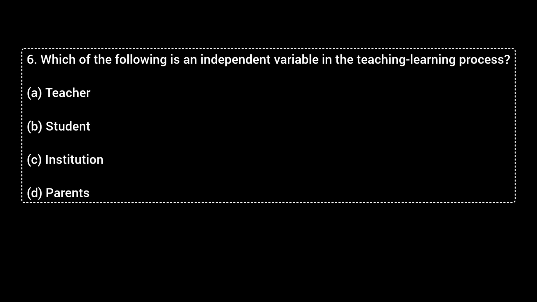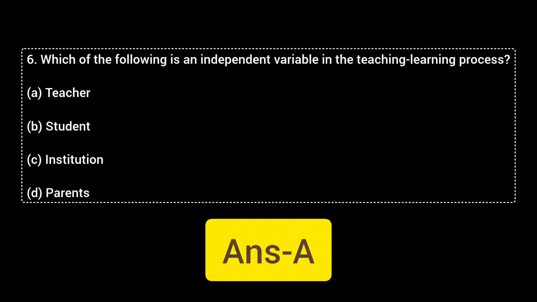Now, the options here are A, teacher, B, student, C, institution, D, parents. By seeing all these options, we can figure out that the teacher is an independent variable in the teaching learning process. A student is dependent on the teacher. Even an institution without a teacher is not going to facilitate the teaching learning process. And even parents, without the teacher, how are they going to make their children learn, right?